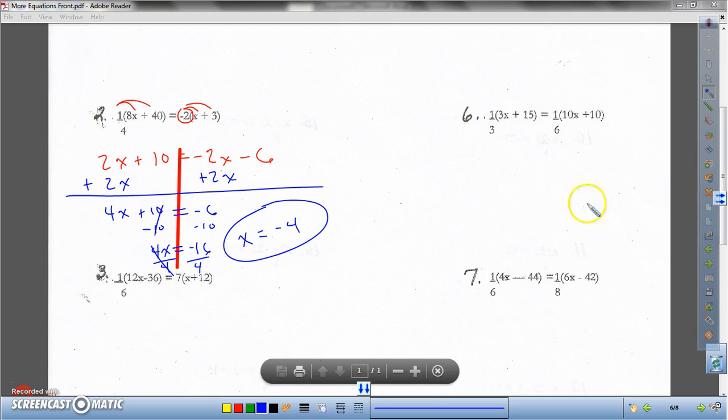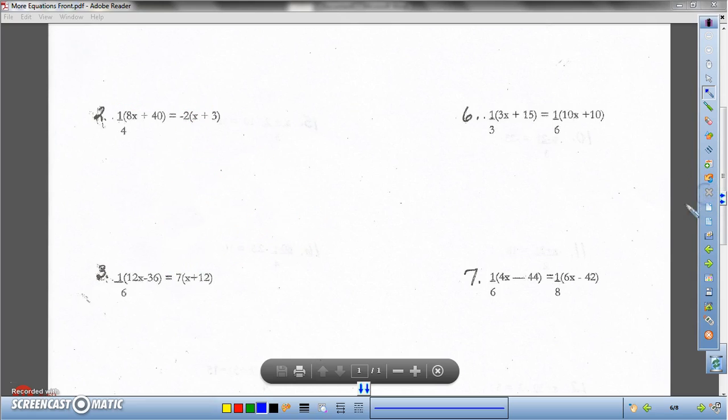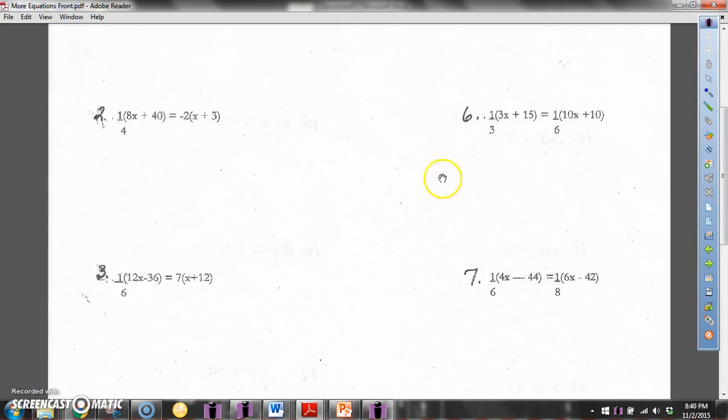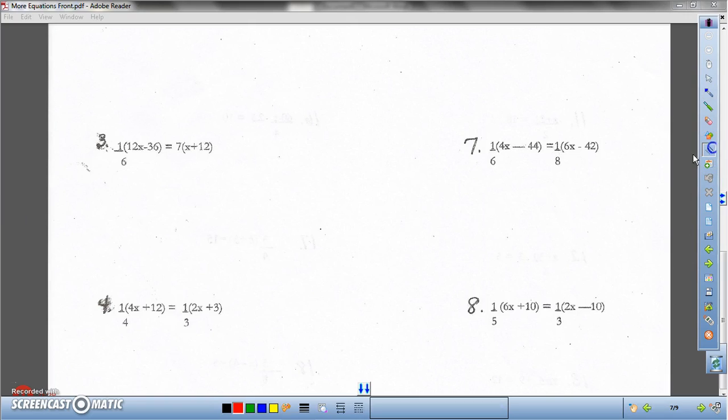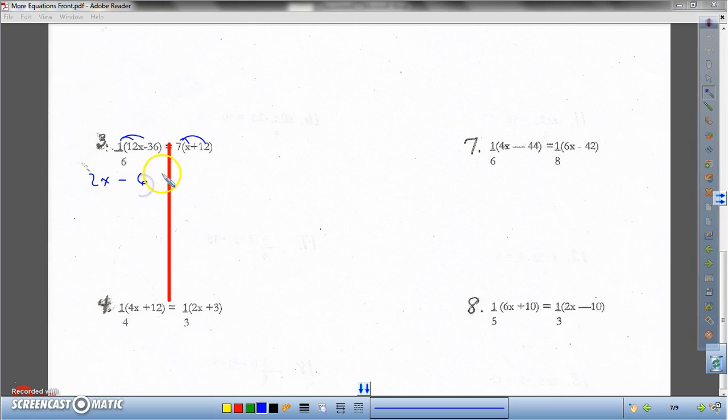Okay, so I'm going to kind of skip a couple of steps there to speed this process along so we can get everything in that we need to get in today. And as always, when you have distribution that needs to be done, that's always going to be your first order of business. I can't do anything before I distribute. So distribute your 1 over 6 and your positive 7. This is going to give me a 12 over 6, which reduces to 2x. And 1/6 times negative 36 is going to give me a negative 6.